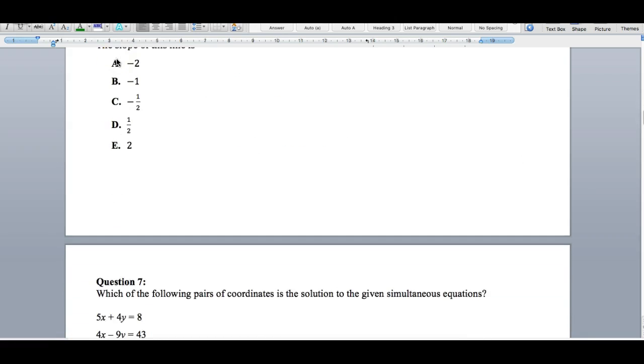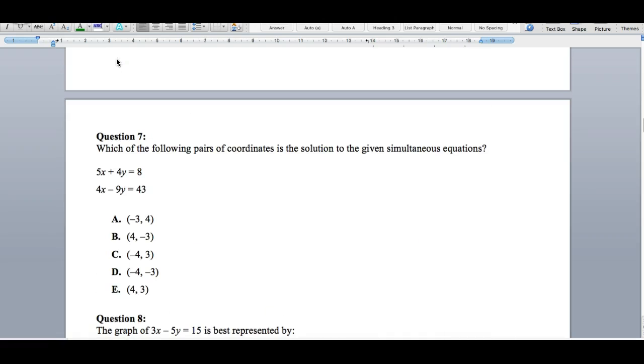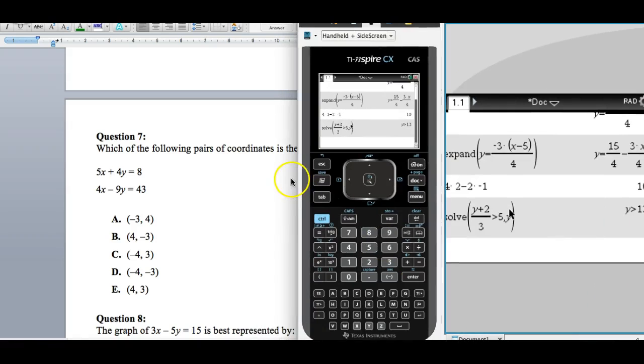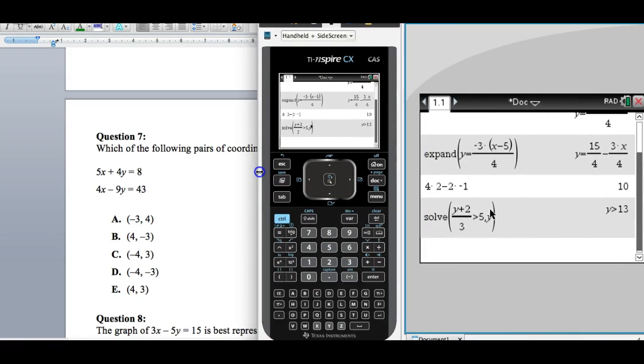Okay, let's scroll to the next one. Question 7. Which of the following pairs of coordinates is a solution to these simultaneous equations? Now this should be a question that is worth 100%, like 100% of students should have got this one correct, because it's just a straight solve.